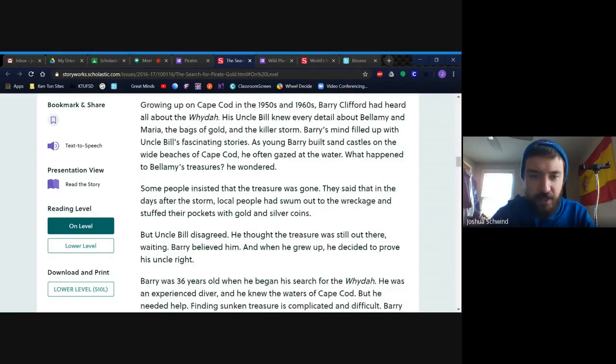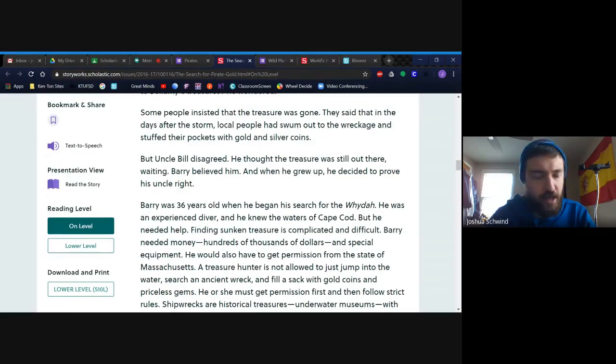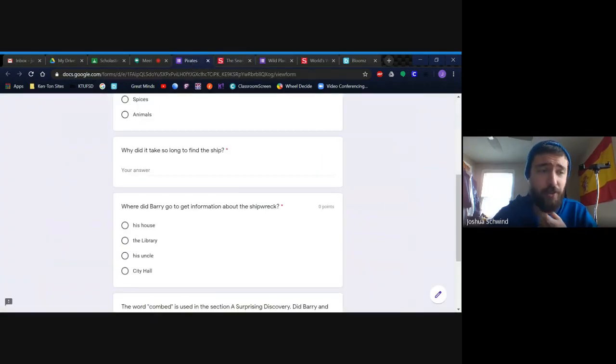Then there were people that said that they had seen the ship the day after the storm and collected some stuff, but people thought that the ship was just buried because it was so far down. Humans couldn't get that far down in the ocean, and it's difficult to find sunken treasure. So that was some of the reasons why it took so long. The ship, when it disappeared, it fell so far down in the ocean.